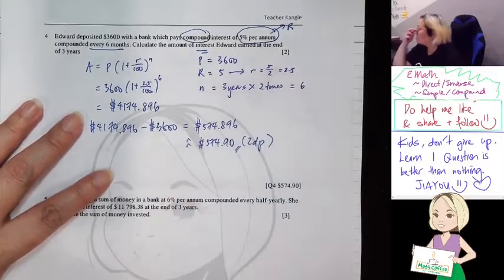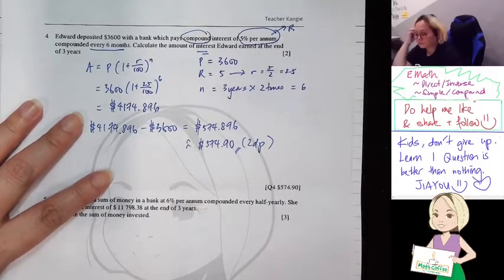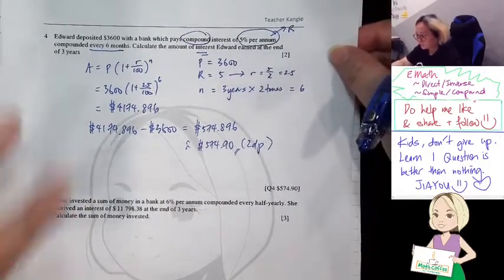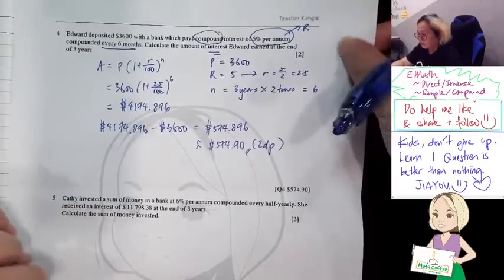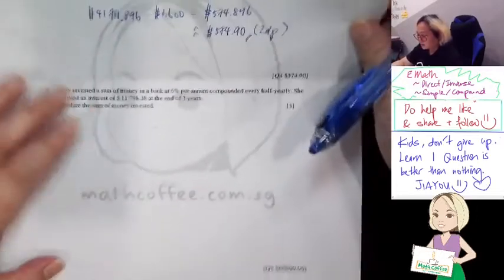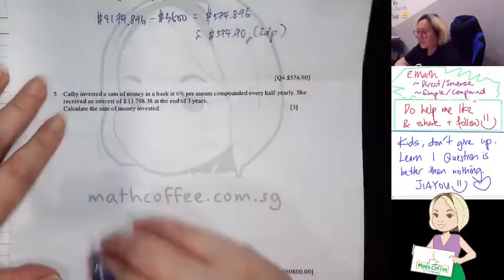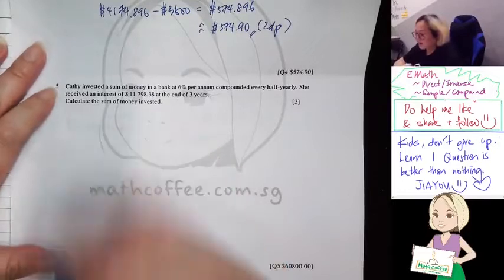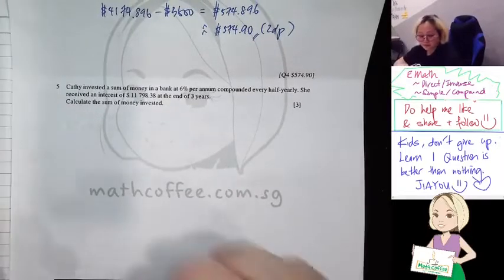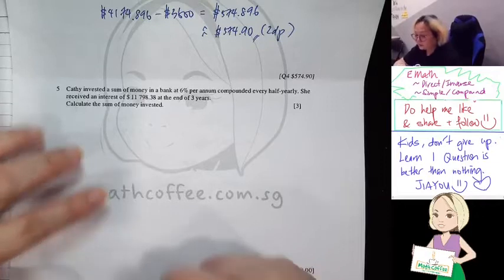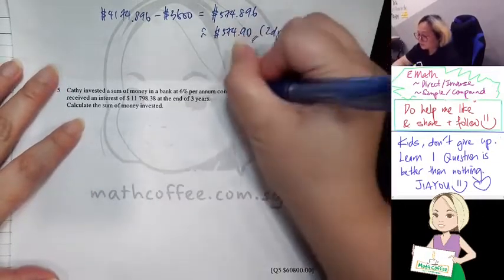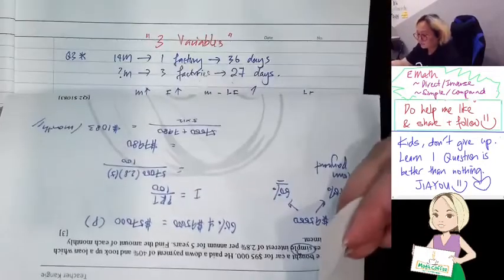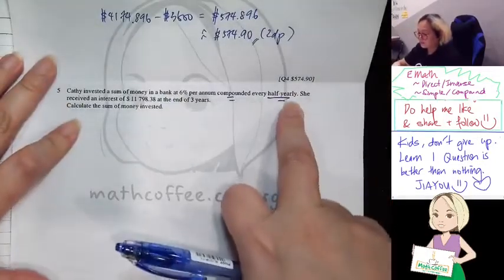Can, Raphael? I realized that today I teach very fast. Because this is the last question. Okay, this question 5 is slightly tougher. Later you will see why I said it's tougher.